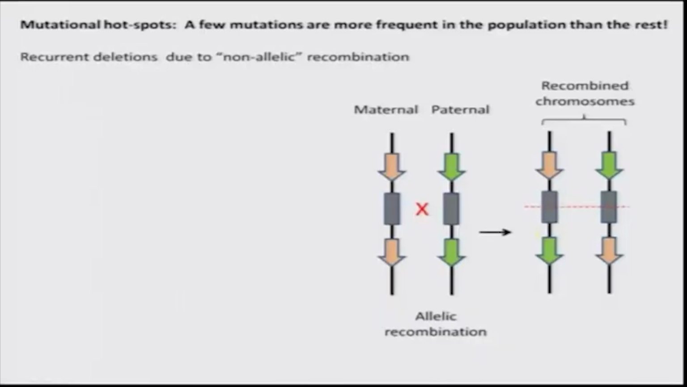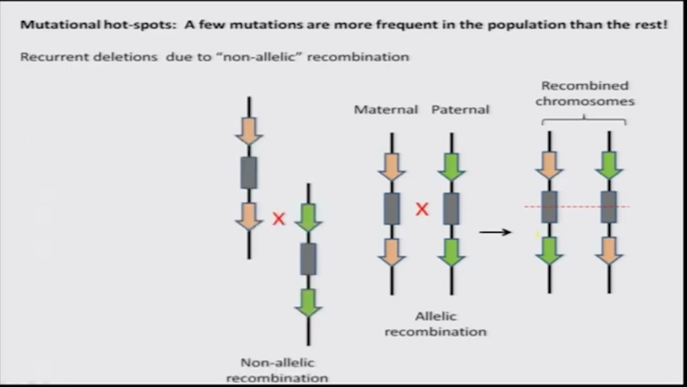So, this kind of recombination, where you have identical exchange without any net gain or loss, where precisely the chromosome is broken and joined together, is called allelic recombination. But you could have a situation like this, because your recombination machinery looks at the sequence of your DNA and tries to bring these homologs together and cut and join the chromosome.